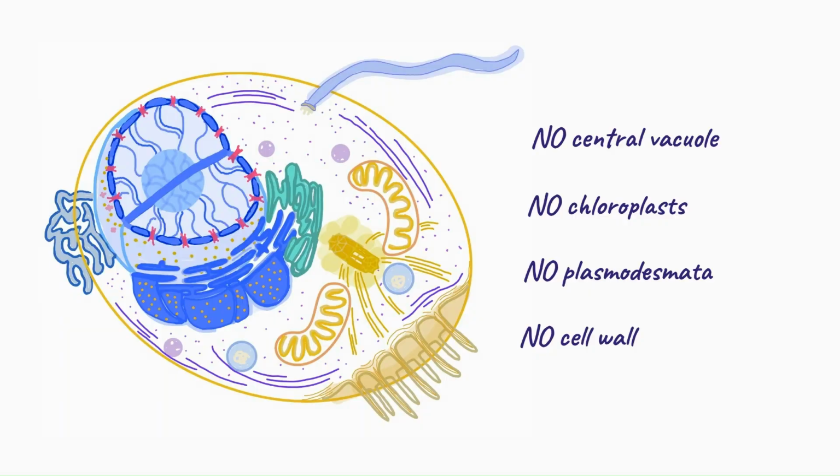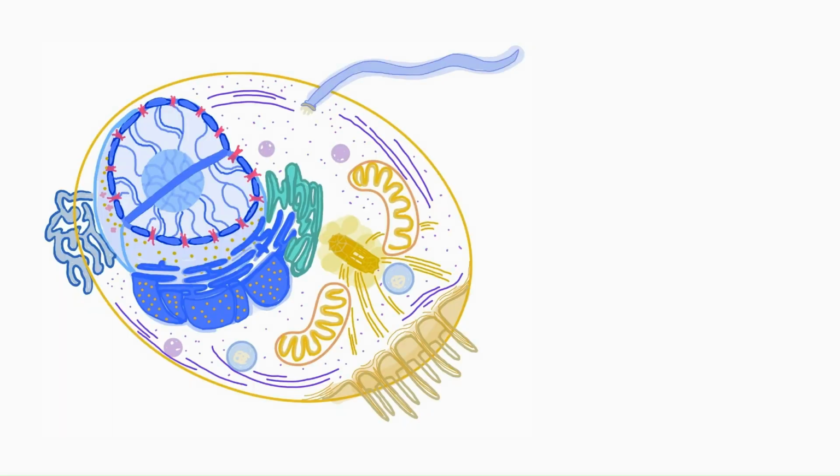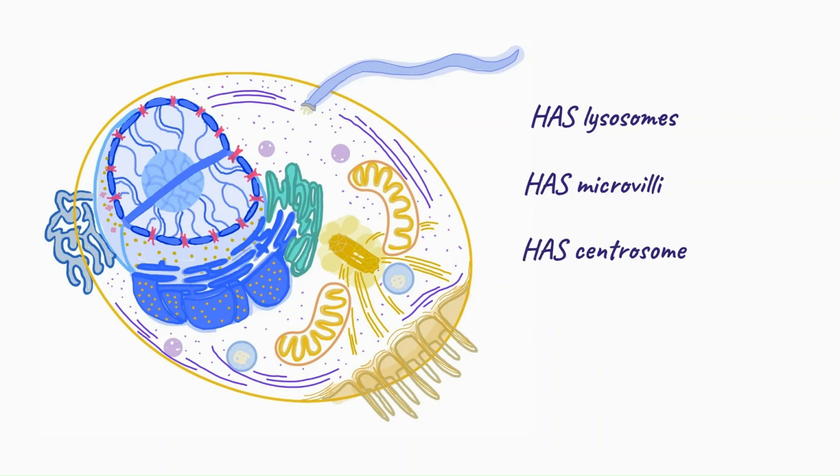So what's different in the animal cell compared to the plant cell? Well, there are lysosomes, there are microvilli, there are centrosomes, there are flagellum, and there are intermediate filaments.